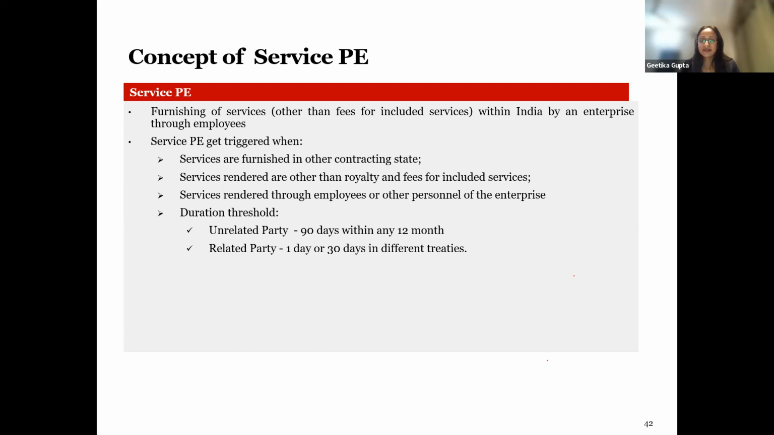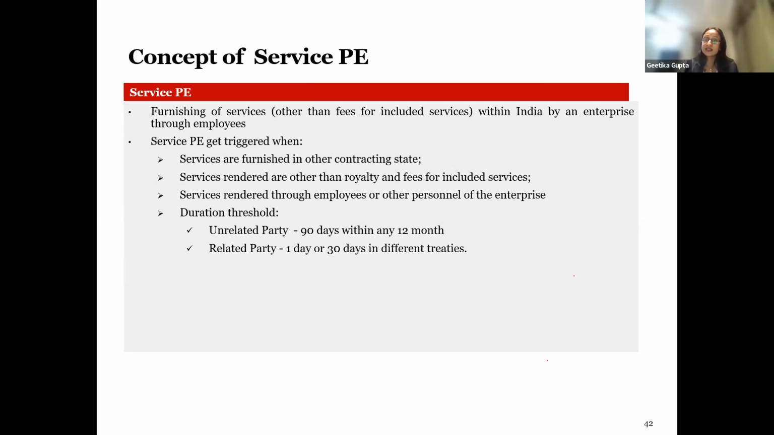Yeah, please. Okay. The last concept of the P which we'll be talking about today is the service P. This is basically furnishing of services other than fee for included services. Other than fee for included services means that in some treaties it will be fee for included services, and in some treaties it will be called fee for technical services. If a service provided by the non-resident qualifies as fee for technical services, then service P is not to be seen; it is outside the ambit of FTS.